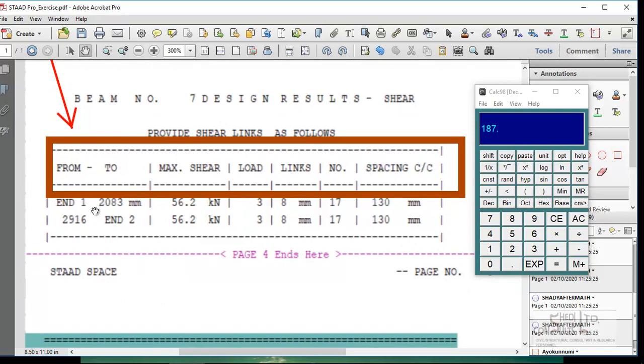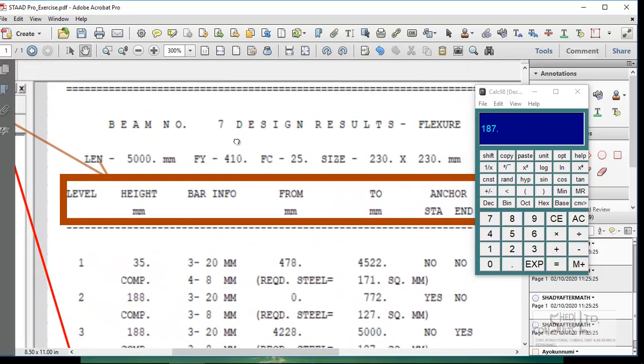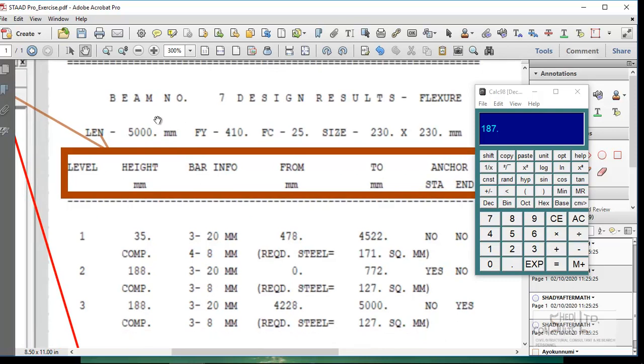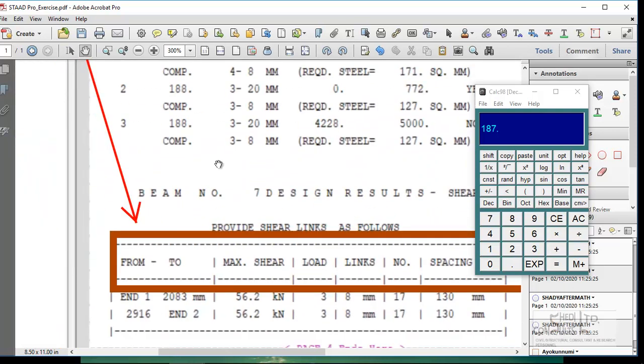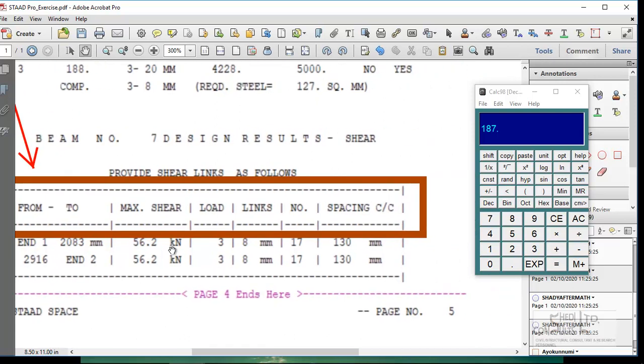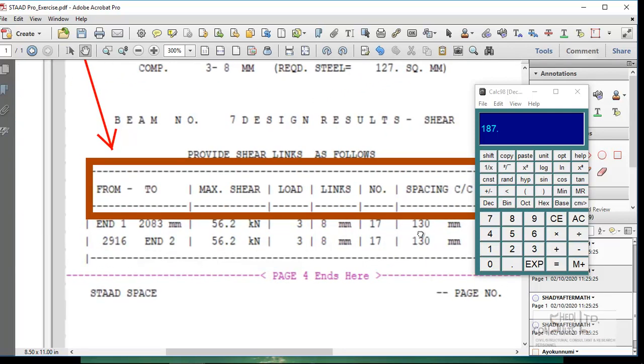end 1 to a distance of 2.83. Note that this is a beam of length 5 meters. So it's saying from the left end, that's from the start end, to a distance of 0.83 meters, this is the maximum shear force you're having. This is the corresponding load case providing this maximum shear force. This is the size of your stirrup. How many do you require? It requires 17. The spacing is 130 millimeters. So that was what it is saying you require.